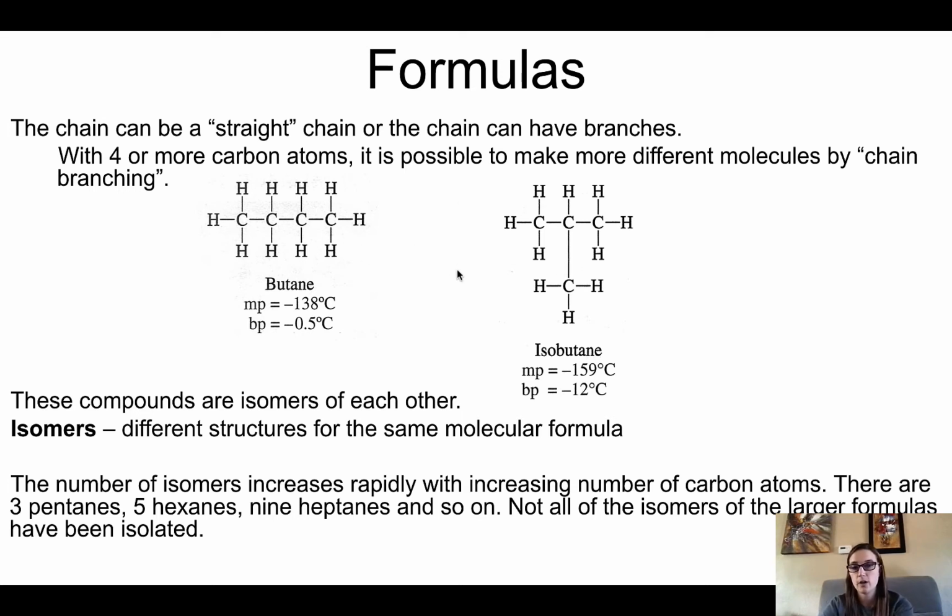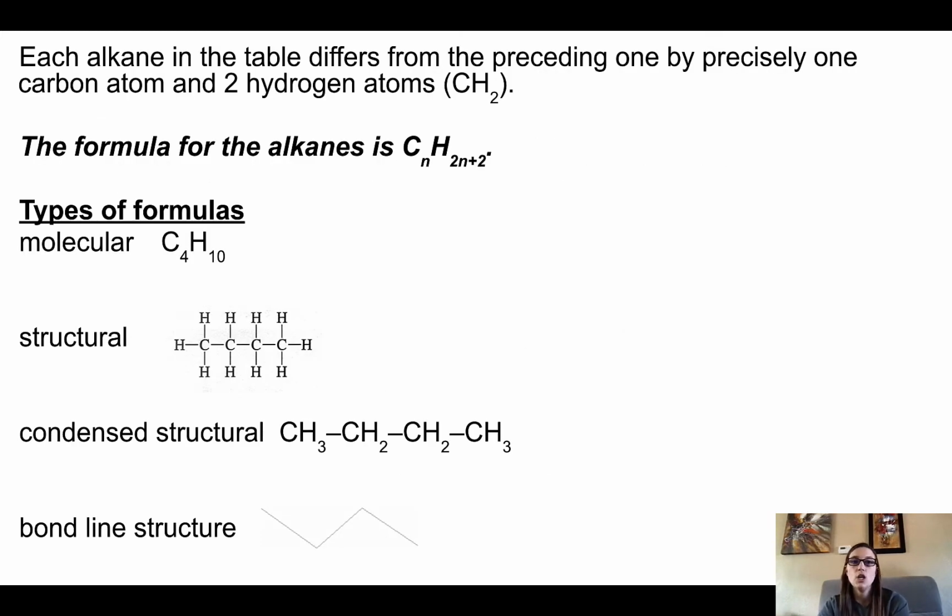We would call them constitutional or structural isomers. As we increase the number of carbon atoms, we increase the number of isomers. For example, decane is going to have many more isomers than butane. Each alkane in the table in your notes differs by 1 carbon and 2 hydrogens, or a CH2 group.